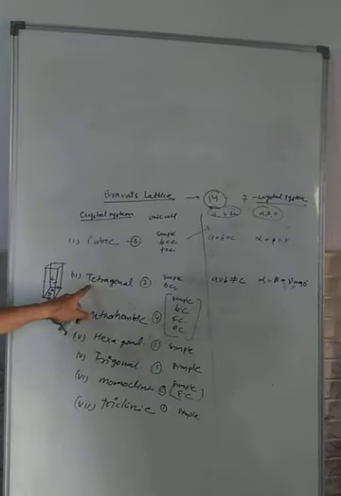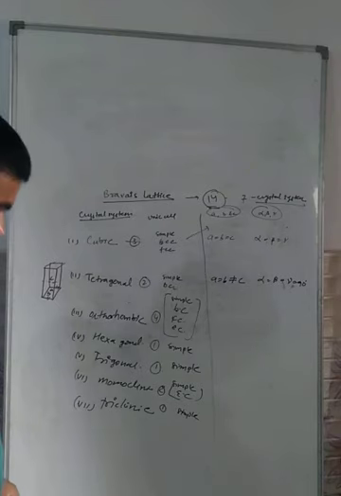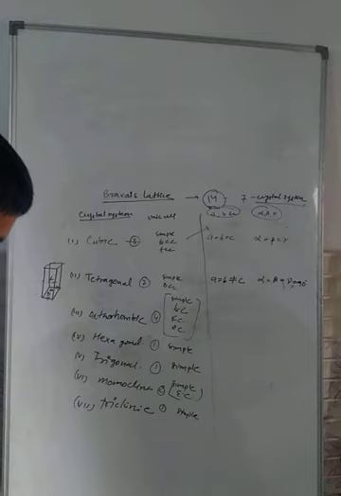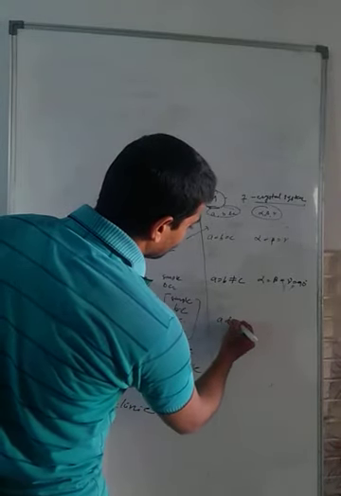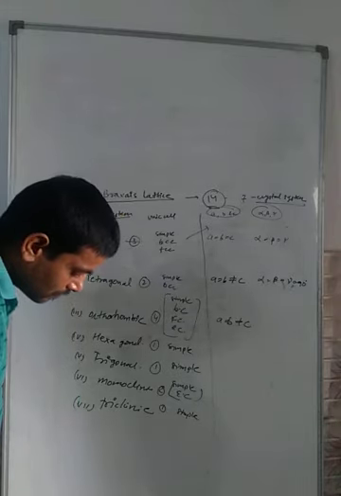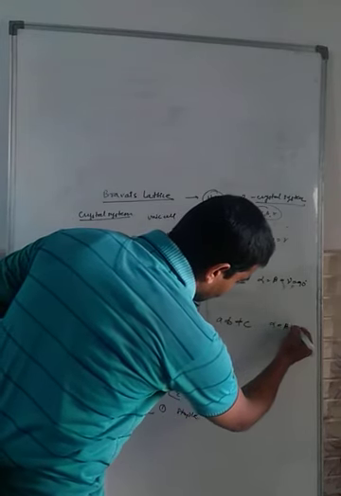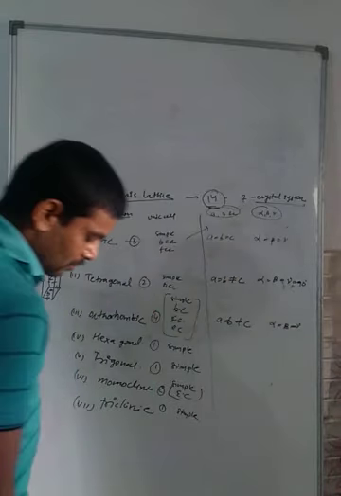Okay, this is what? Tetragonal. It means all the sides are not equal but all angles are 90. Next one is orthorhombic. In case of orthorhombic, a not equal to b not equal to c, and alpha equal to beta equal to gamma equal to 90.